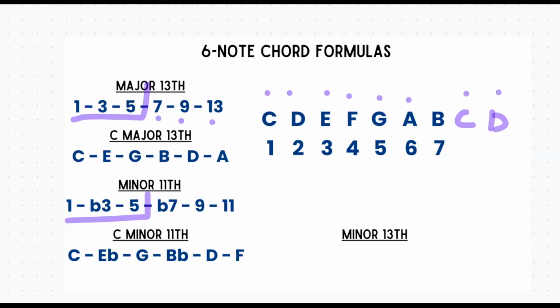You start from the beginning again. So C is always 8 when you come back to the beginning, and you just keep counting up, and that's where you find the note. Okay. So this is going to be 1, 3, 5, 7, 9, 13.